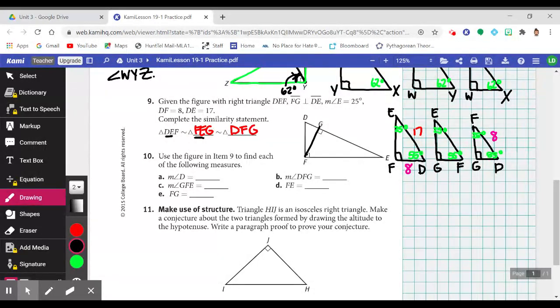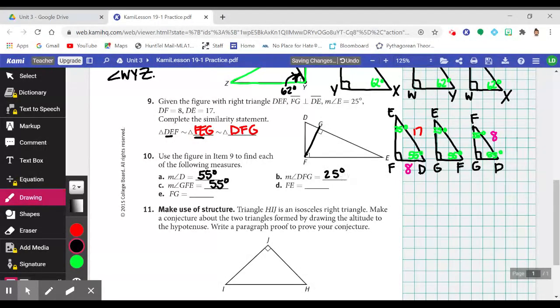So that's why we like these statements, and that's why we like drawing this visual. Number 10 says use the figure in item 9 to find each of the following measures. So I assume we're going to be using all the measures that they gave us from item 9. So measure of angle D, we already figured out, is 55 degrees. So we did a lot of legwork there already. The measure of angle GFE, which would be right here, is also 55 degrees. Segment FG, we don't know, so we'll come back to that. Let's go and finish out our angles because we did find those. And angle DFG is 25 degrees.